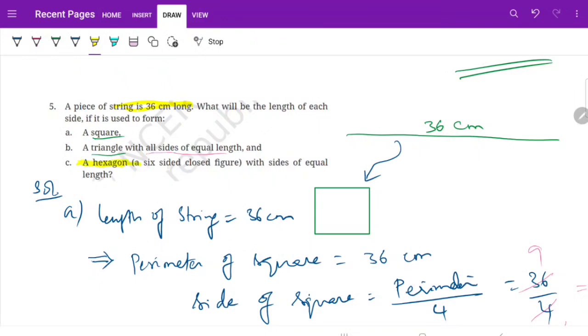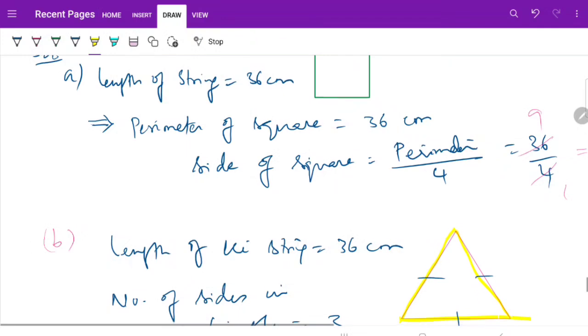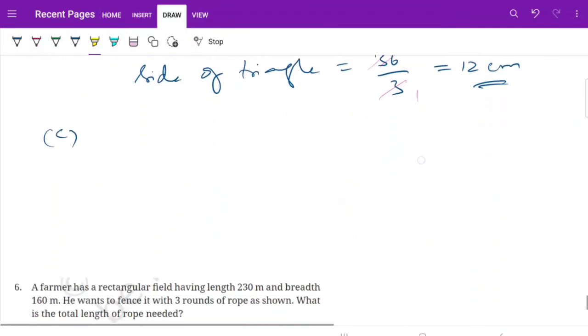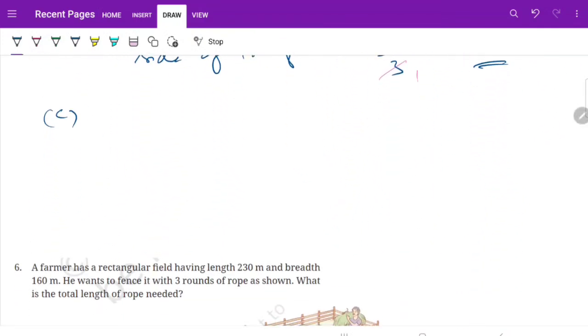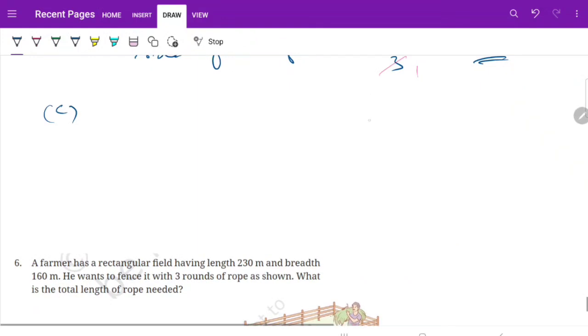hexagon shape. What is a hexagon? A 6-sided closed figure with sides of equal length. We have a 6-sided closed figure, that is a hexagon. So we need to find the length of each side. So the hexagon, if I roughly draw, it is something like this.